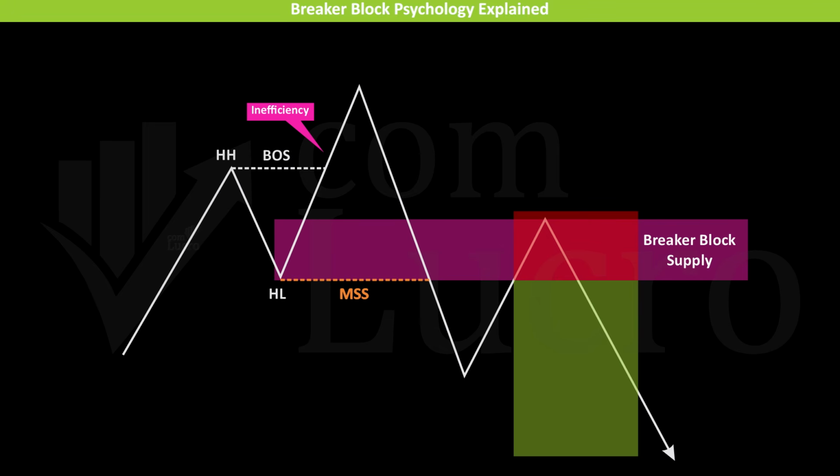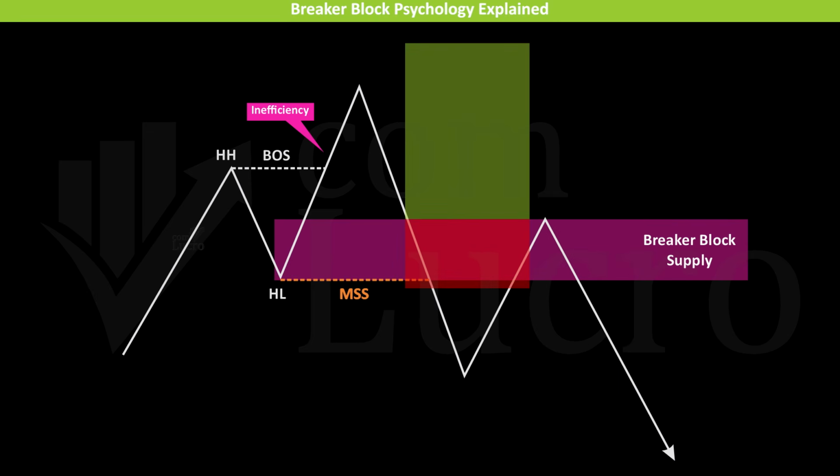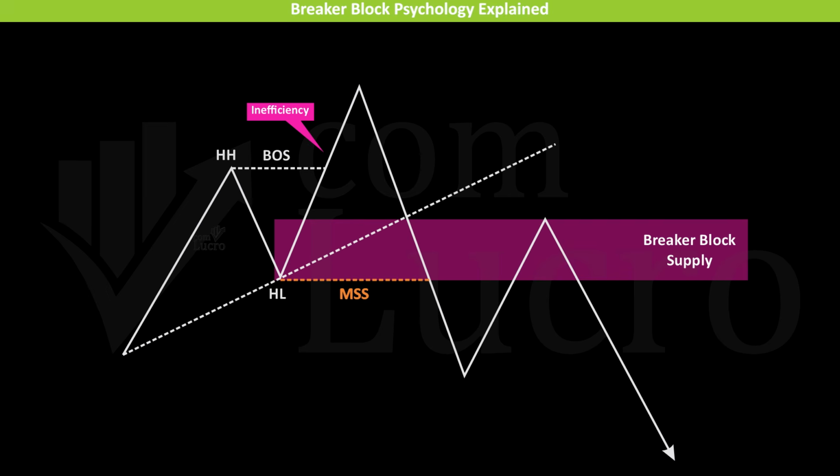The psychology behind the breaker block is straightforward. Traders who went long from the original order block now find themselves trapped. They wait for price to return to break even so they can exit without taking a loss. When many long positions close in the same zone, a surge of sell orders enters the market, creating strong downward momentum. At the same time, retail traders often see the previous structure shift as a trend line breakout.